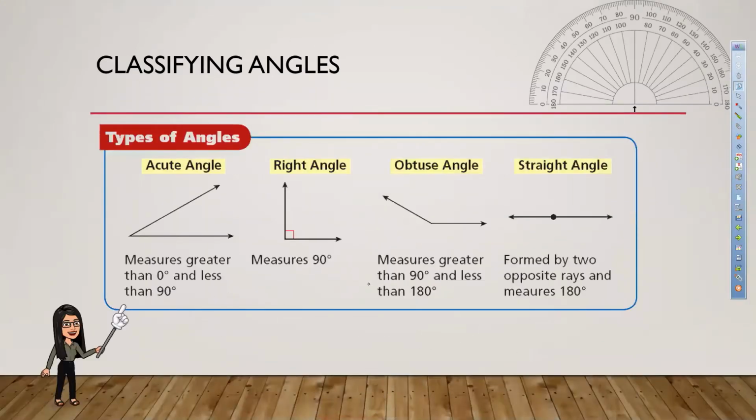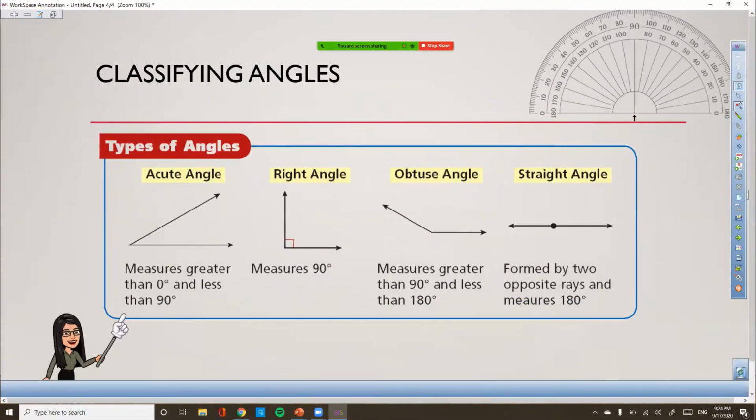Now, classifying angles. Depending on the measurement of their angles, we can name each angle differently. These should look very familiar to you: acute angles, right angles, obtuse angles, and straight angles. So what is an acute angle? An acute angle measures greater than 0 degrees and less than 90 degrees.